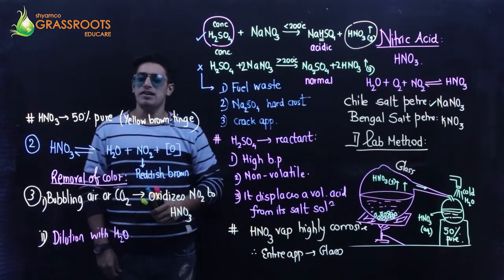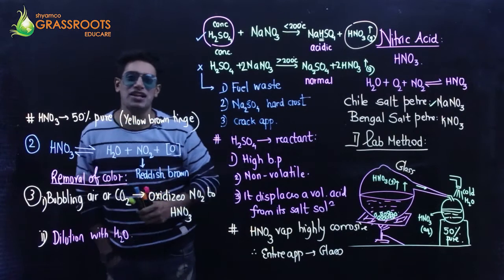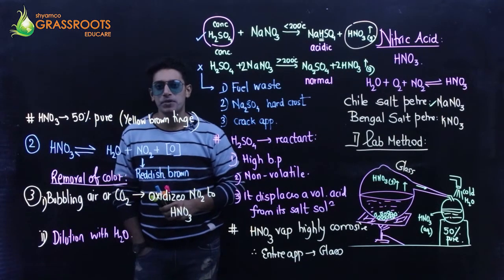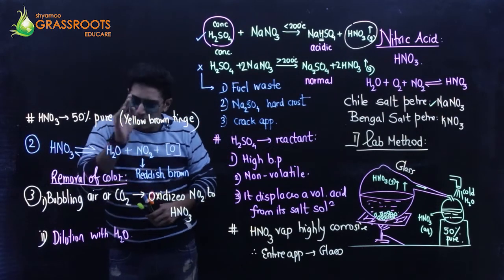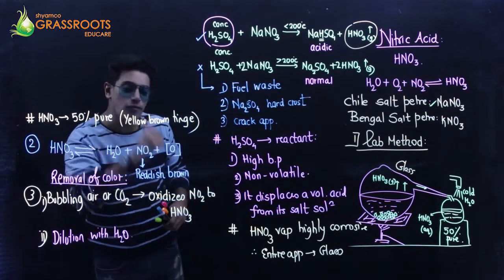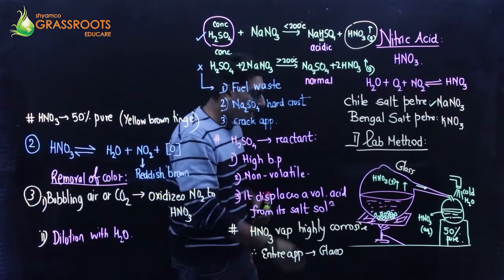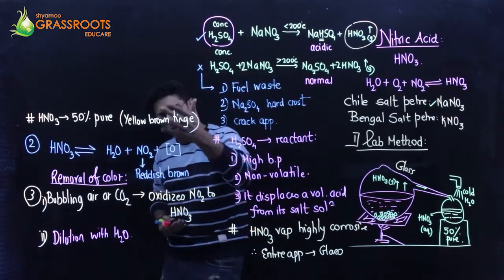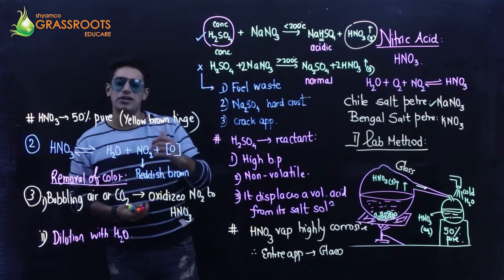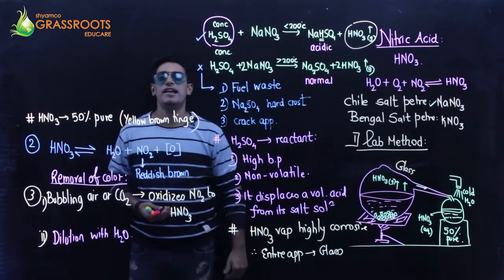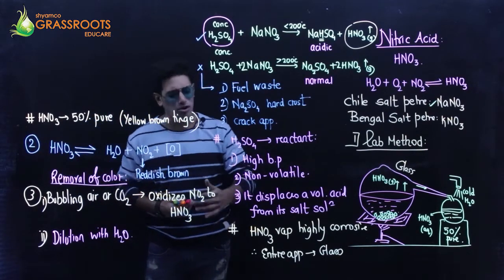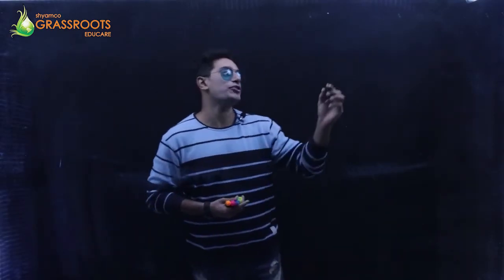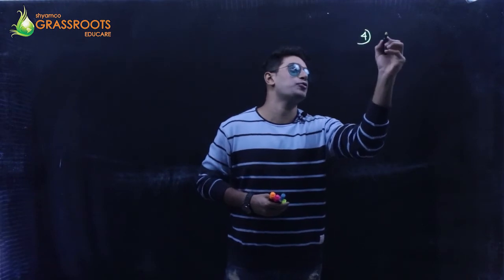So till now guys, I've done 3 answers. My first answer is about the lab method of preparation. The second is about the purity, the color, and where the color comes from. And the third is how to remove this color, how to remove the yellow-brown tinge. First, bubbling of air or carbon dioxide. Second, dilution with water. Go through these 3 answers. We'll go further, a lot more to happen. The fourth answer, the industrial method of preparation, which we call the Ostwald's process.